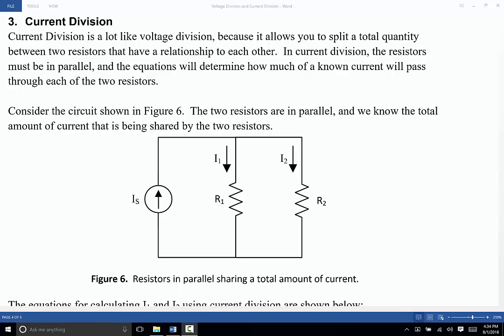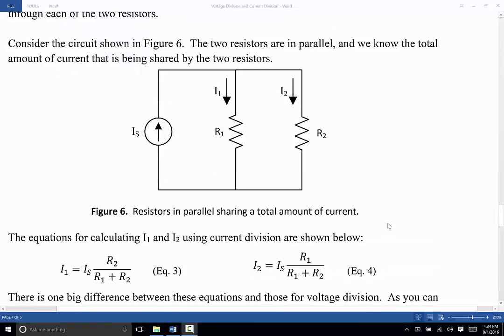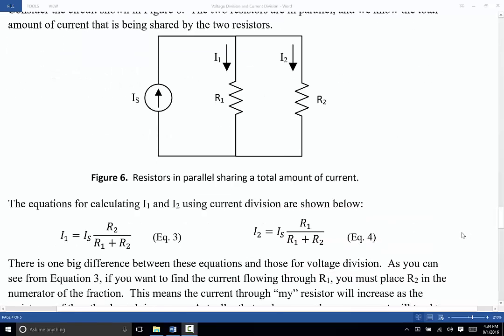So you can see here in figure 6, resistors in parallel showing a total amount of current. We want to find out what is I1, the current that is passing through R1. We want to find out what is I2, the current that is passing through R2. Well, the equations are quite similar, and if you just glance at equation 3 and equation 4, they look an awful lot like the equations for voltage division. But there's one really important difference here.